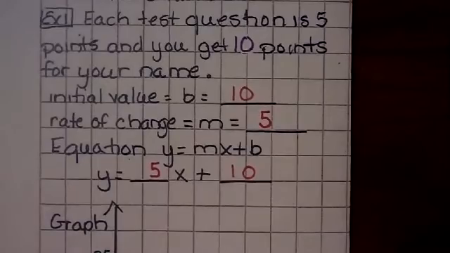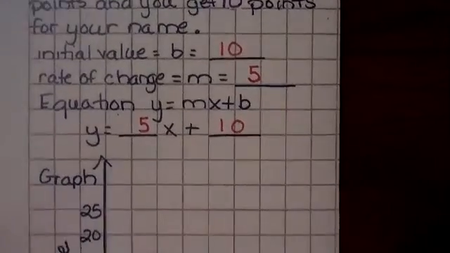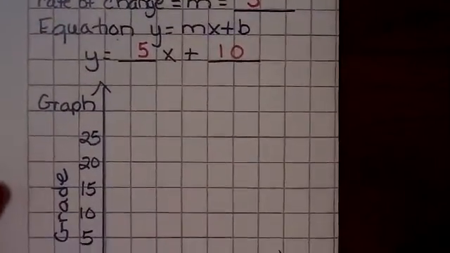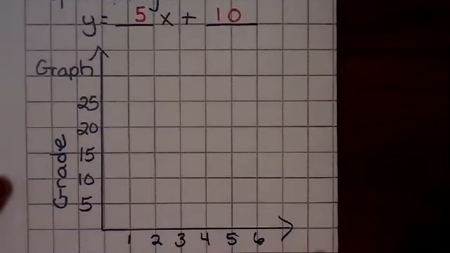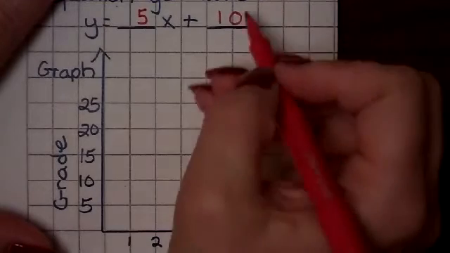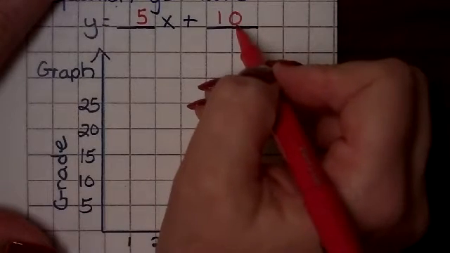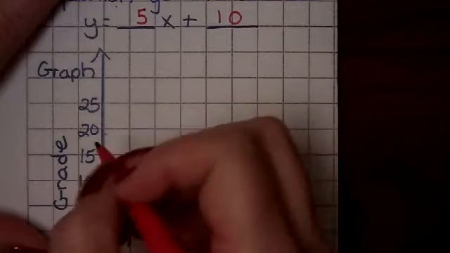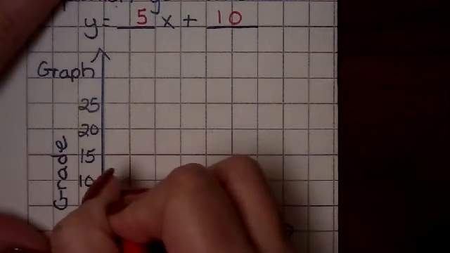Okay. Now, once we've got to here, we can graph this easily. Okay, so I'm going to go right here on my graph, and we know how to graph this from a previous lesson. We know we start on the y-axis at our b, which is 10. So we're going to start right here.